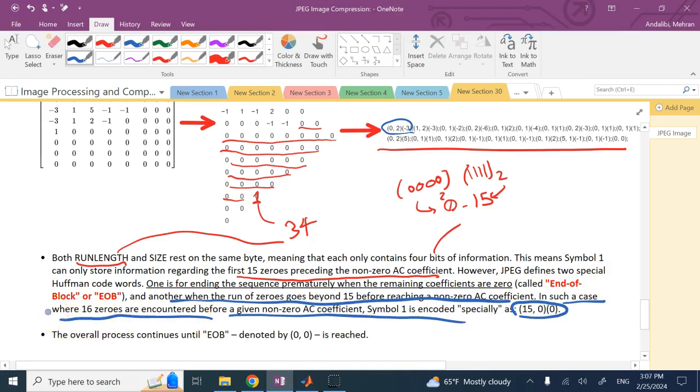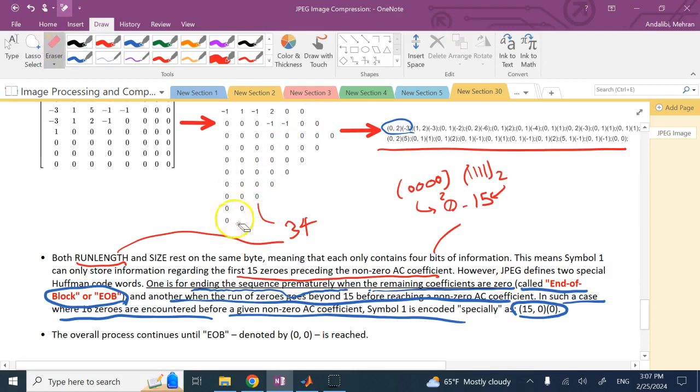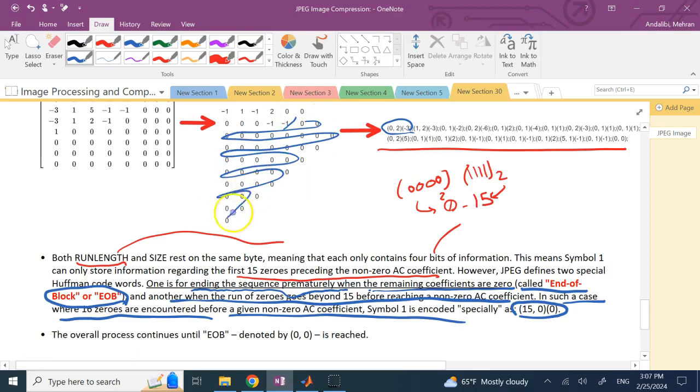And the other thing that is important is what we call end of block, or EOB. What is that one? This is for when the sequence is ending prematurely, when the remaining coefficients are 0, okay? So if there is no 1 like that and the rest of it is all 0, like in this case, you see here, that's it. The rest of it is all zeros. So here I have to say that right after this location, not that negative one, that negative one is still a non-zero, right here is the end of block.